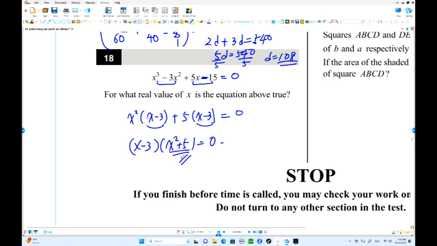But this will never be 0, okay? It's always greater than or equal to 5, isn't it? x squared is positive, and another 5. It can't be 0. So only this factor should be 0, right? So x equals 3 is the answer, okay?